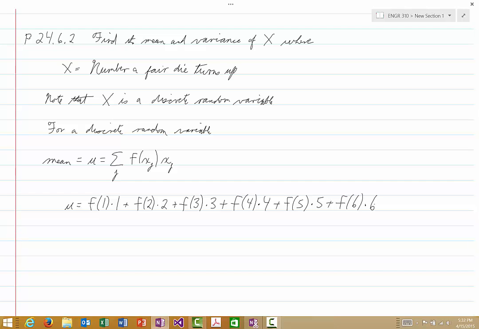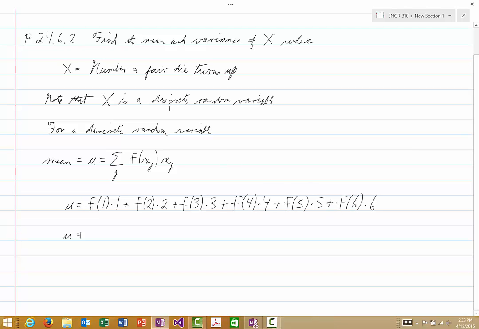Now, the fact that this is a fair die will enter into the calculation right here at the next step. The fact that it is fair means that all of these probabilities are the same. If it was an unfair die, as long as we knew what the values of the different f's were, the different probabilities of it displaying its different faces up, we could still calculate the mean. The only difference would be that the different f's would have different values.